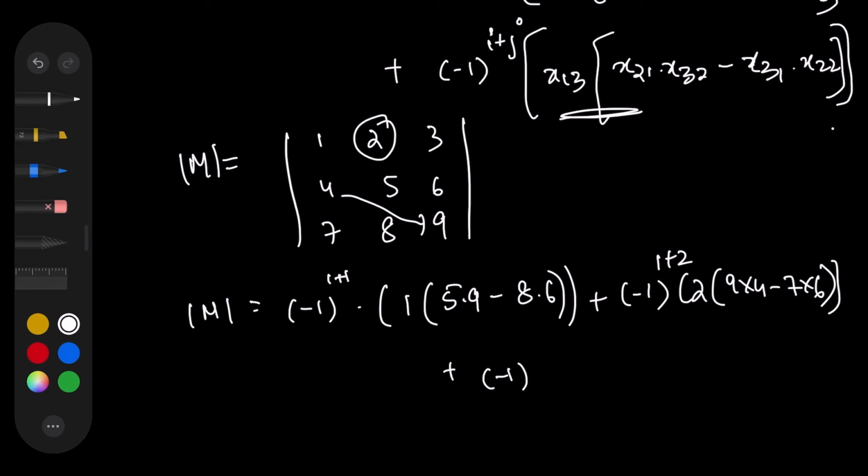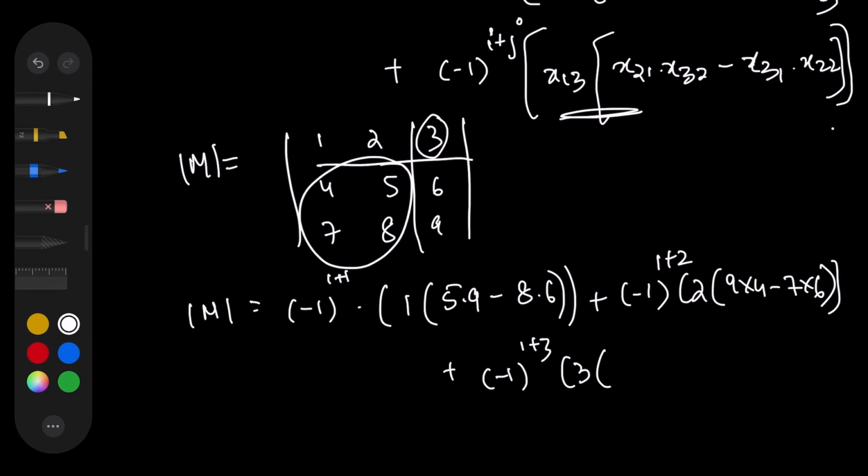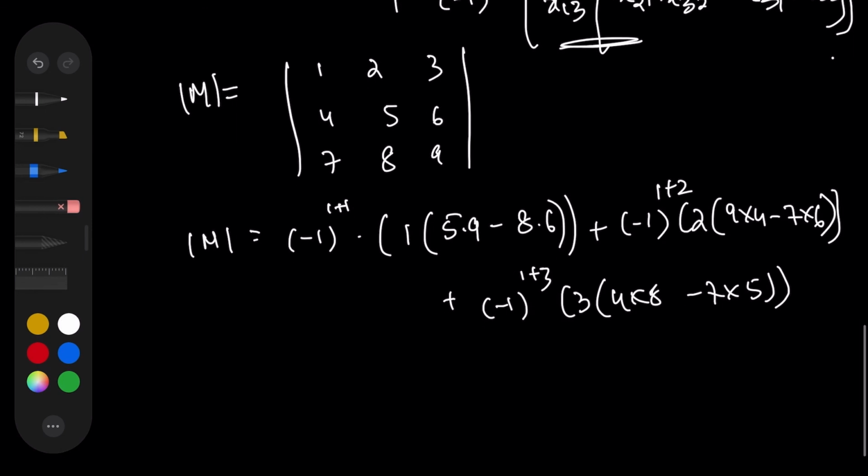Similarly, minus 1 to the power i plus j. Now we have to find it for this third element. Okay. So that is equal to minus 1 to the power i plus j. It belongs to the first row and the third column. Multiply that element. Now we have to find the cofactor of this element. So ignore this first row and ignore this first column. The leftover matrix will be the cofactor matrix. So that is 4 times 8 minus 7 times 5. Right? So solving this will give me the determinant of this matrix, and yeah, let us solve it.